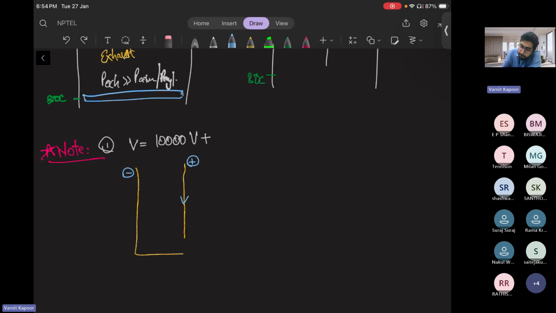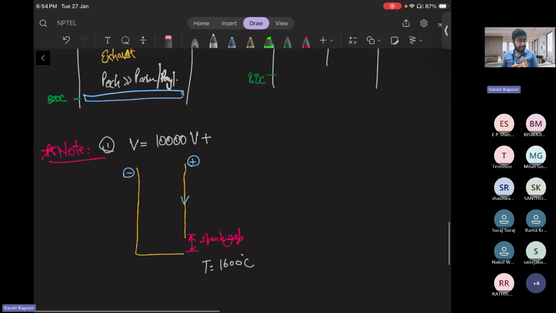This is your spark gap. Because of this, multiples of electrons, thousands of millions of electrons, are transferring at that same instant, and that creates a spark. Here the temperature is around 1600 degrees Celsius for a fraction of a nanosecond or millisecond. 1600 degrees Celsius plus temperature is maintained almost, and because of that you see a spark.